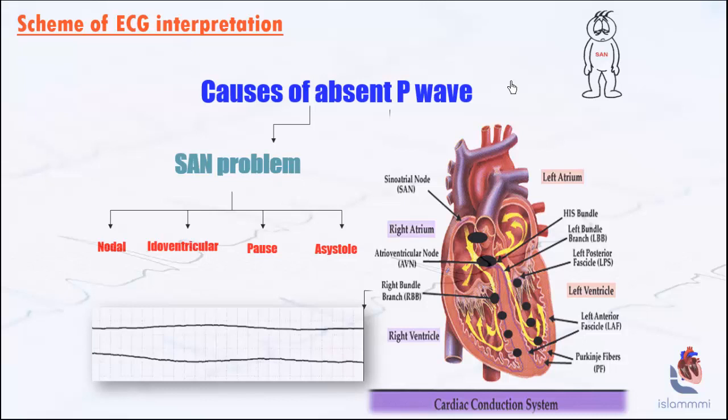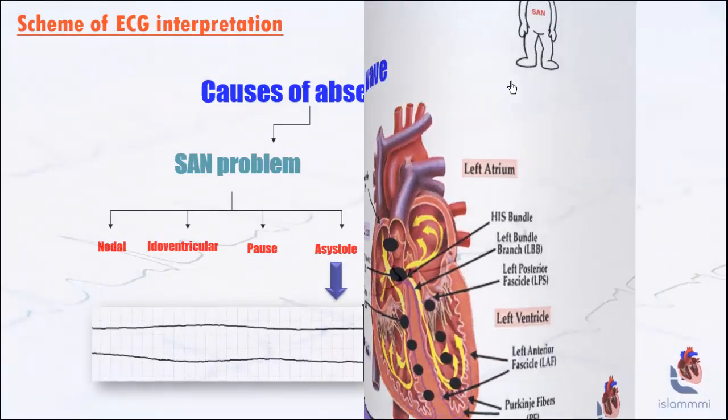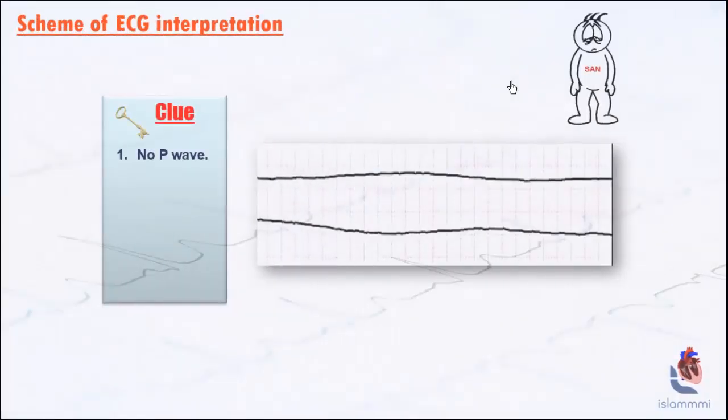What does it mean? It means that no pacemaker is available here. So no SA node, no AV node, no idioventricular rhythm, nothing at all. You got that? So we call this asystole. The clue here is that we don't have any P wave, we have no QRS, we have nothing at all. It's only a flat line. So we call it asystole.